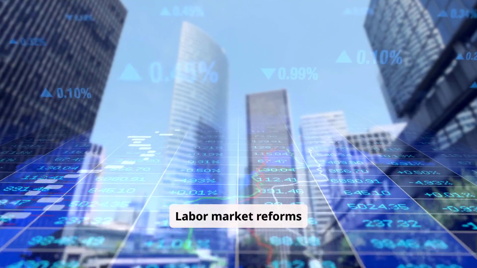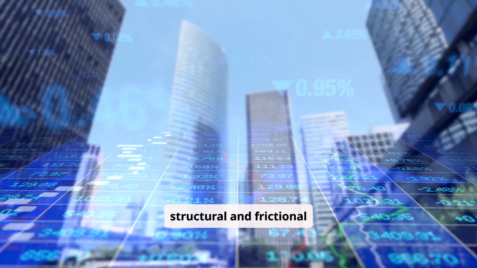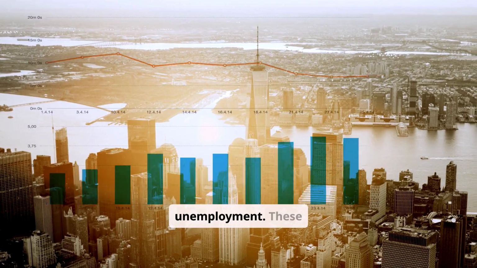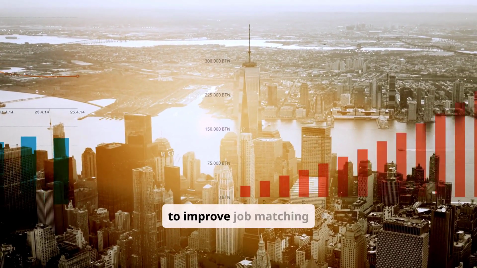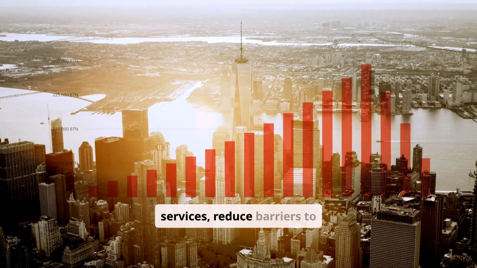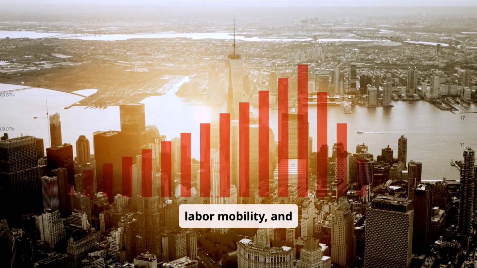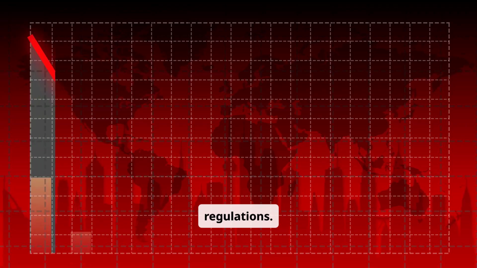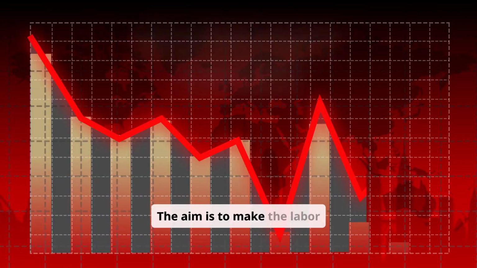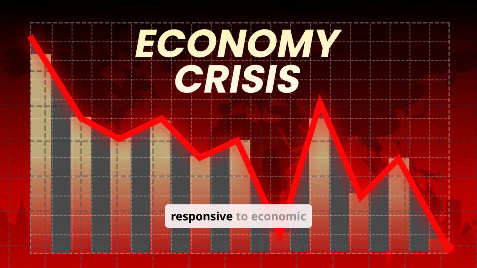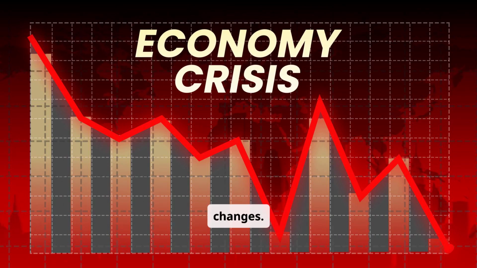Labor market reforms are essential for tackling structural and frictional unemployment. These reforms can include measures to improve job matching services, reduce barriers to labor mobility, and streamline hiring and firing regulations. The aim is to make the labor market more flexible and responsive to economic changes.